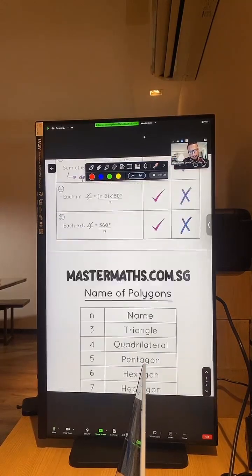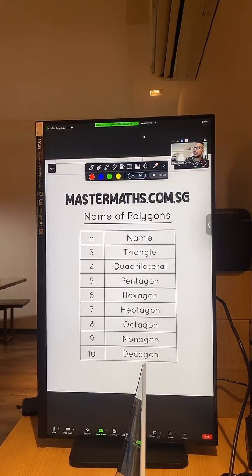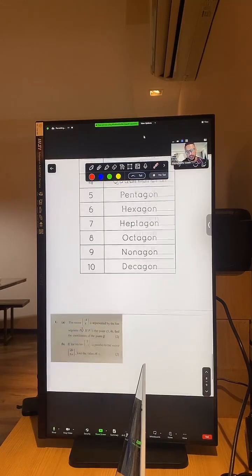Finally, these are the names of the polygons. Make sure you memorize them if you're doing this topic in school. You need to remember: 3 sides triangle, 4 sides quadrilateral, 5 sides pentagon, 6 sides hexagon, 7 sides heptagon, 8 sides octagon. Very simple, just remember the octopus. 9 sides nonagon, and 10 sides decagon. Sometimes they tell you the name of the polygon, they don't tell you how many sides the polygon has. So you have to memorize the names of the polygons.